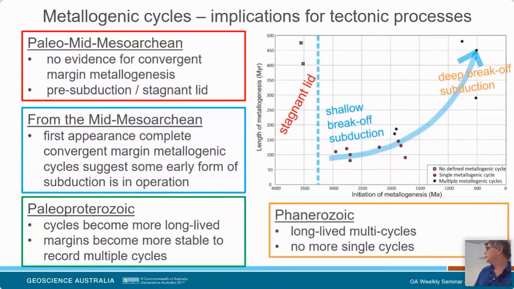And finally, we go to the Phanerozoic, where we have long-lived metallogenic histories, long-lived convergent margins. We no longer have single cycles. And we're going to suggest that's related to the development of deep breakoff subduction. That is when the subducting slab breaks off deeper into the mantle.